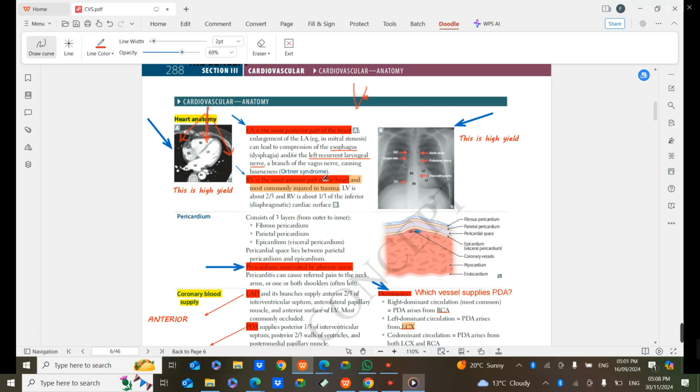The condition they are testing is Ortner syndrome, but they are not putting Ortner there. They will just ask, what do you think this patient is also likely to develop, or what are you likely to see in this patient? You just think towards something related to the esophagus, something related to the left recurrent laryngeal nerve. Very easy and straightforward. So that's the first aspect and this diagram. So know the right ventricle, know the left atrium.